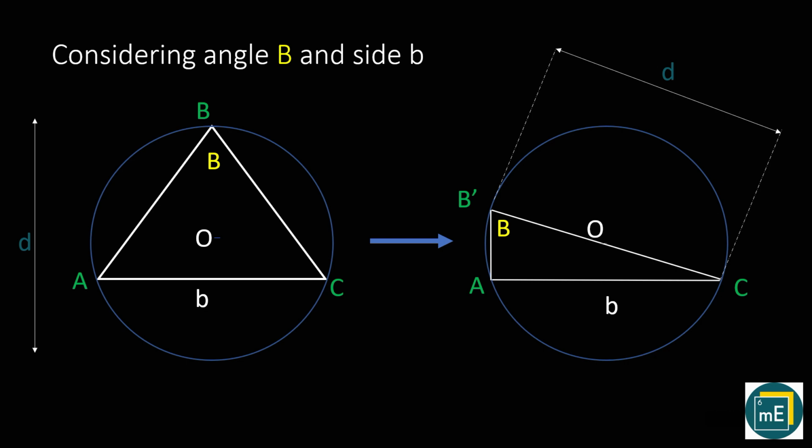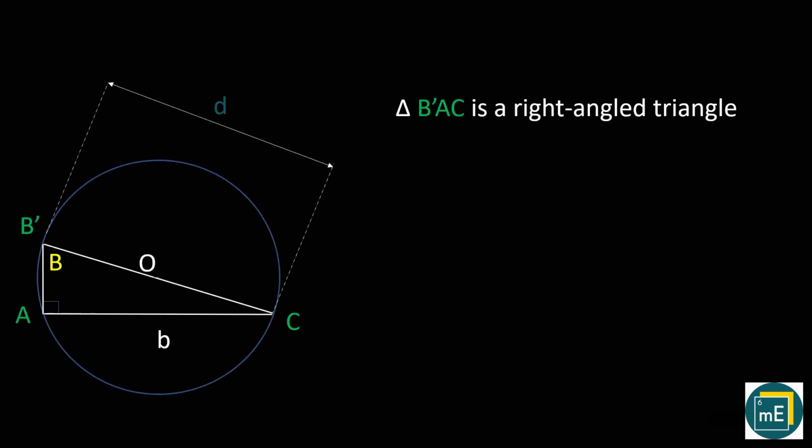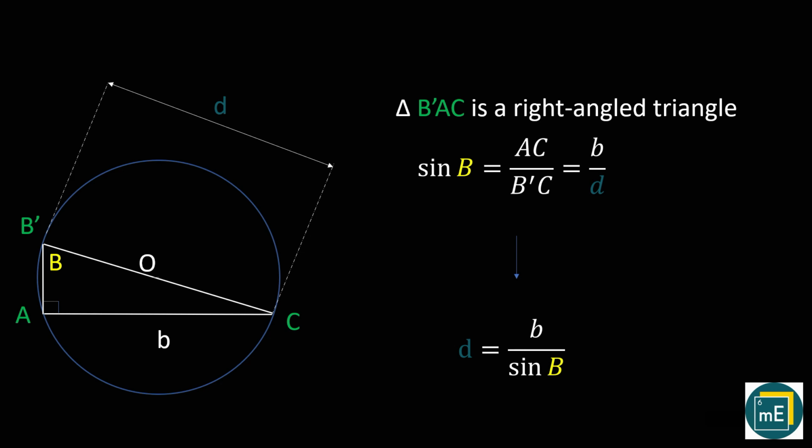In this new position, the angle subtended by diameter B dash C at point A will be 90 degrees. That means triangle B dash AC is a right angle triangle. In this triangle, sine of angle B can be defined as the ratio AC upon B dash C, which can also be written as b upon d. Rearranging the terms, we can define the ratio side b upon sine of angle B as equal to d, which is nothing but the diameter of the circumcircle.